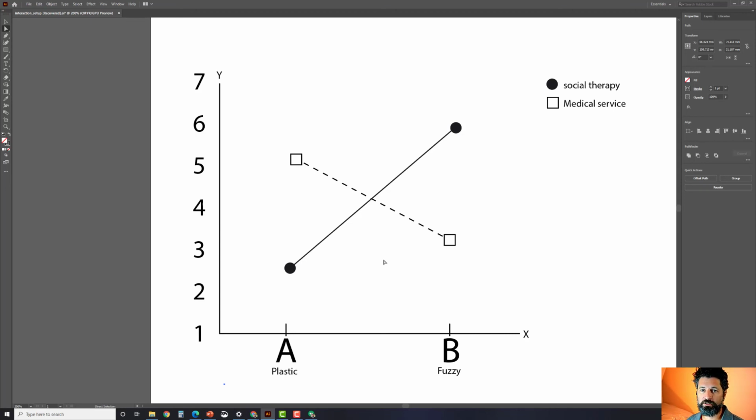That would be an interaction. So an interaction is a term that describes when some effect depends on the context in which that effect occurs. It interacts with another variable. So here the effect of fuzzy versus plastic depends on what context that robot is in. So if it's in a social therapy context, the effect goes one way. If it's in a hospital context, the effect goes the other way.